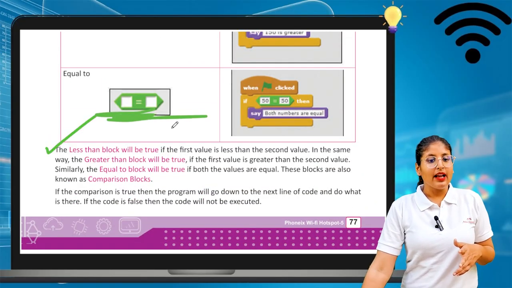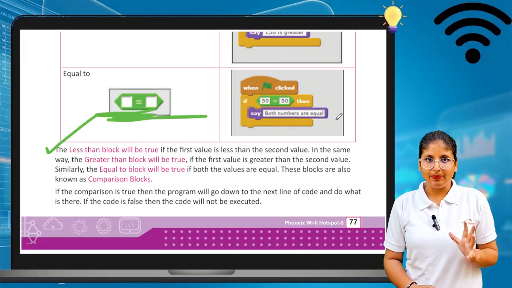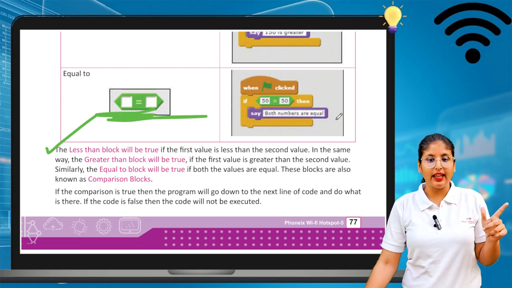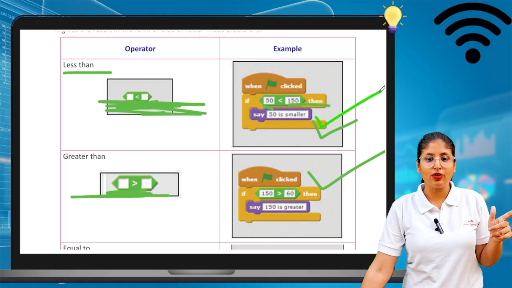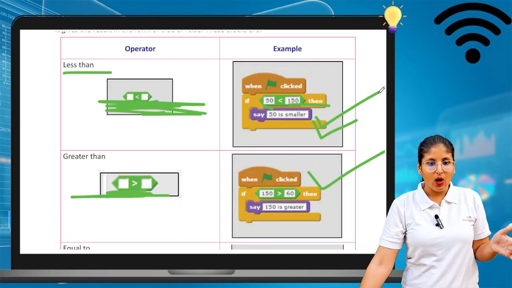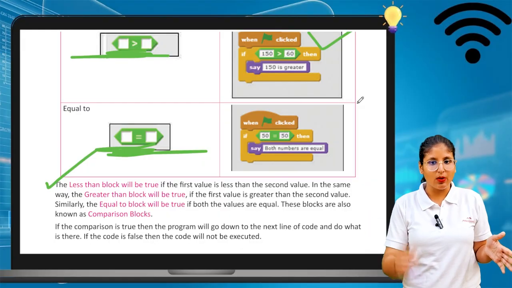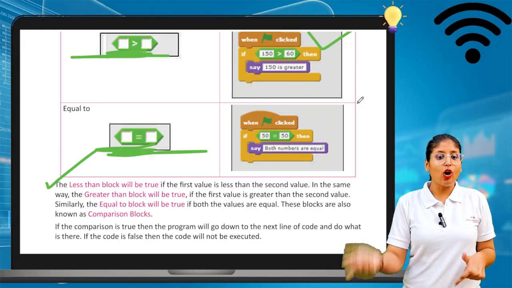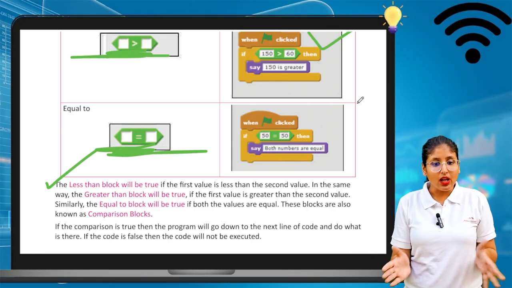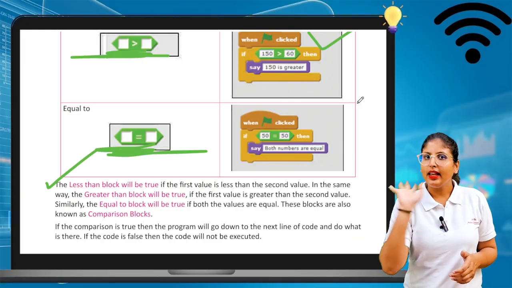So we can say the less than block will be true if the first value is less than the second value. If the first value is less than the second value, then only it is true. In this case, it is absolutely true because the first value is less than the second value. It verifies the less than statement. In the same way, the greater than block will be true if the first value is greater than the second value. Similarly, the equal to block will be true if both the values are equal.